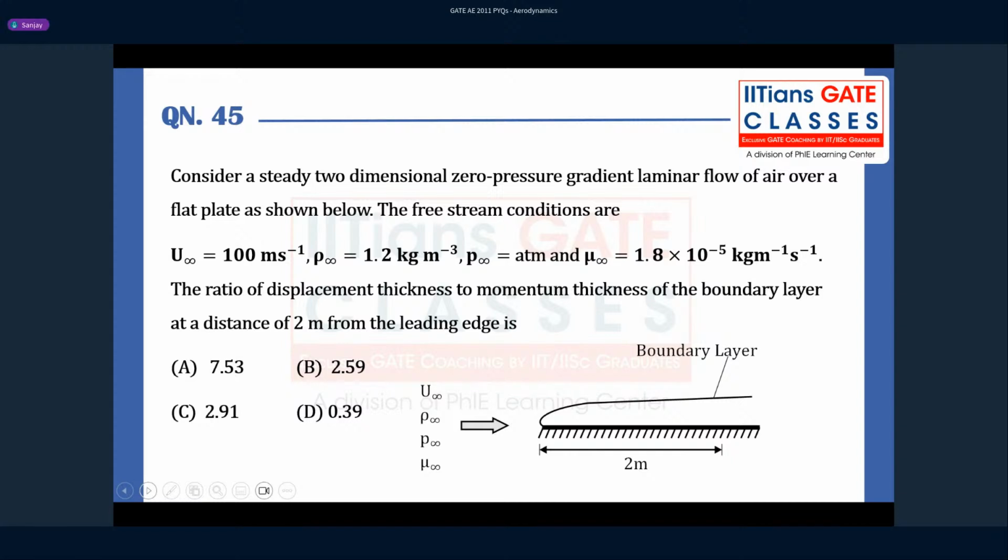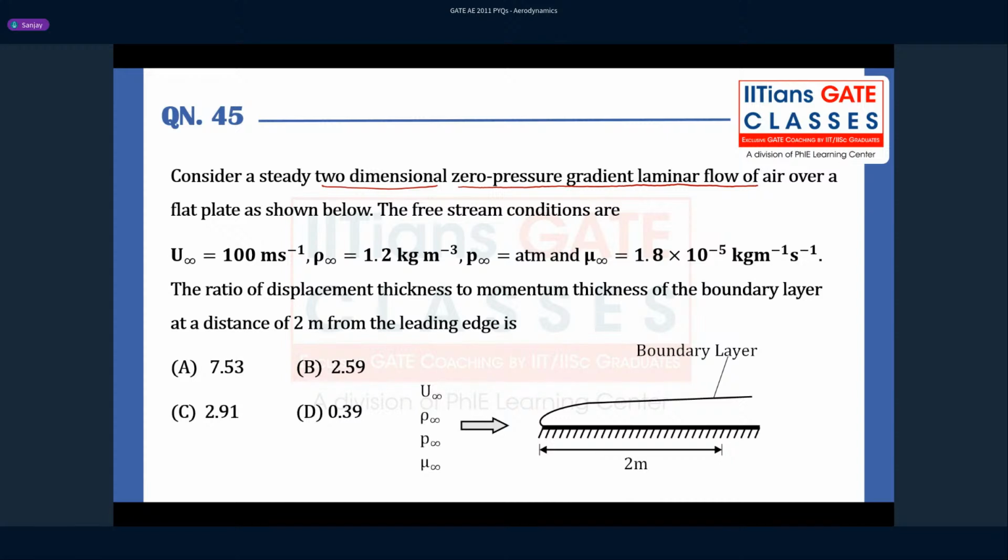Okay. So here you can see they have given you a boundary layer, right? So it's a flat plate boundary layer question. So yesterday also in the 2010 paper, we had one question on boundary layer. So they've given a two-dimensional zero pressure gradient laminar flow. Okay. So, you know, since it's a flat plate, there is no curvature in the plate. Obviously, the flow is going to be of zero pressure gradient, right? The free stream conditions are all given to you.